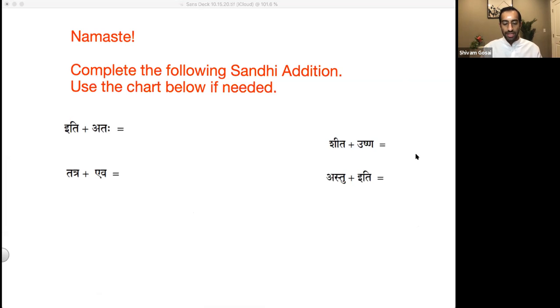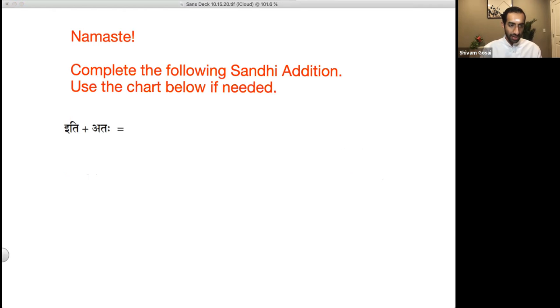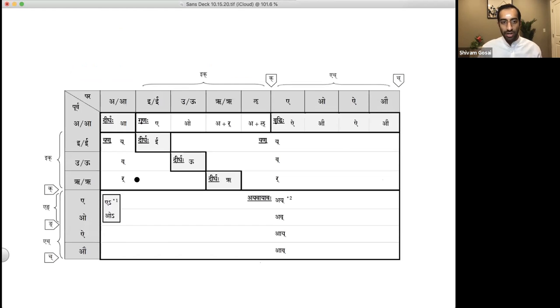Astu plus iti. Ukara plus iti. So we have u, which is part of ik on the left side, and i on the right side, which is a vowel. So it's going to be yan sandhi. So astviti with the vakara. Okay. So just putting these away, we can just see the chart so far. So far this is the chart.